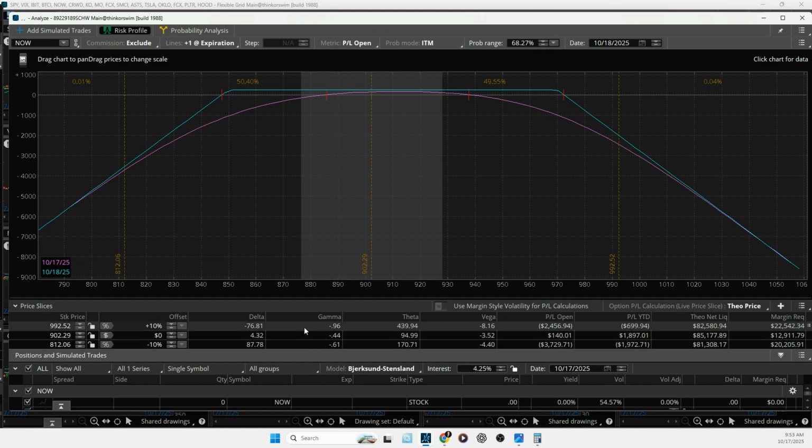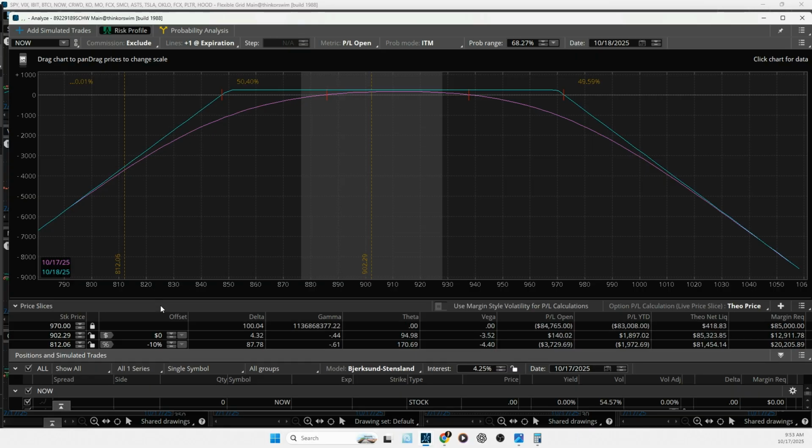And so what I will do is I'm going to move this right here. See that number? See where I'm changing here? I'm going to move that to, hold on, let me just double check. 970. So this is my short call, 970. And now that I did that, I want to make sure I hit the tab button.